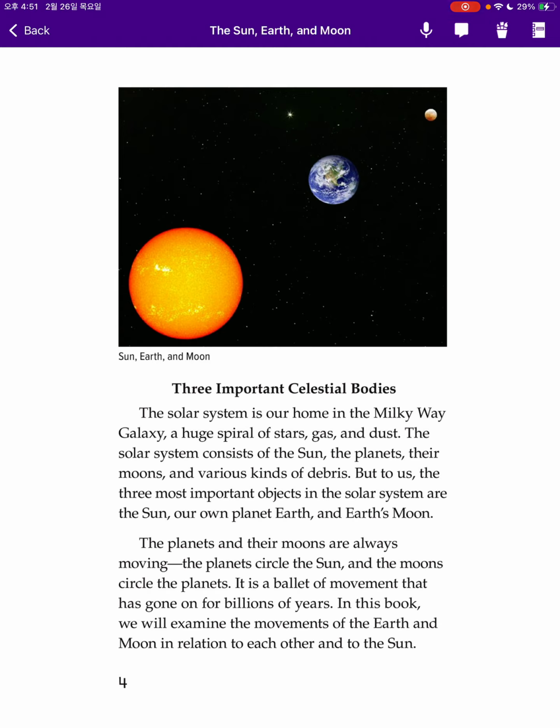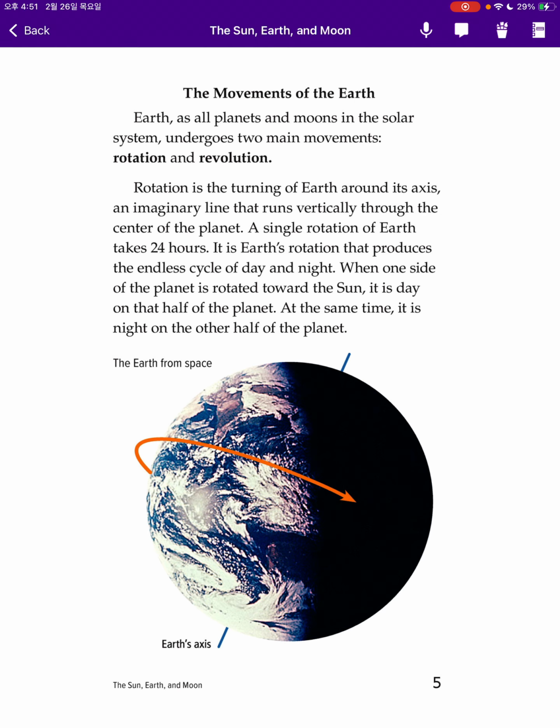The planets and their moons are always moving. The planets circle the Sun and the moons circle the planets. It is a ballet of movement that has gone on for billions of years. In this book, we will examine the movements of the Earth and Moon in relation to each other and to the Sun. The movements of the Earth.